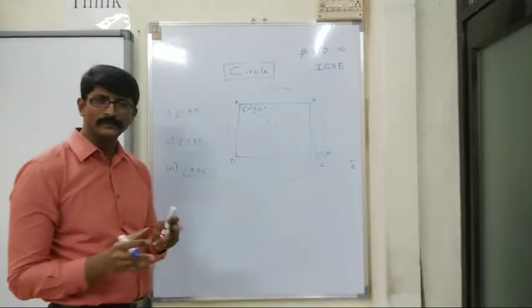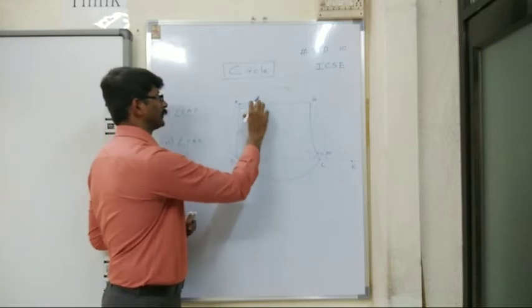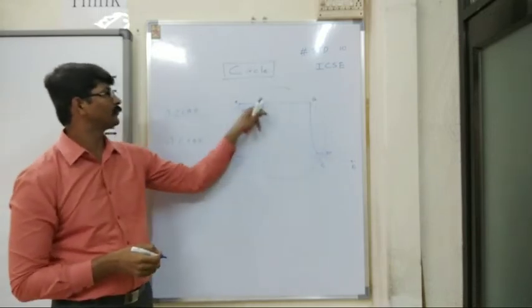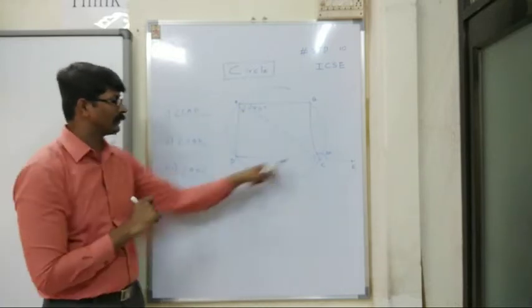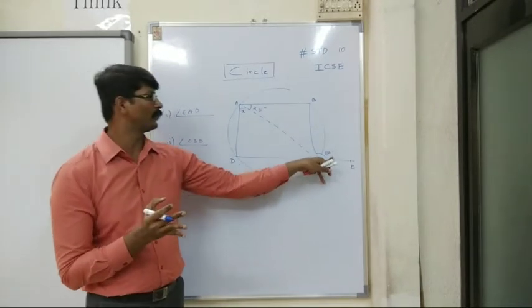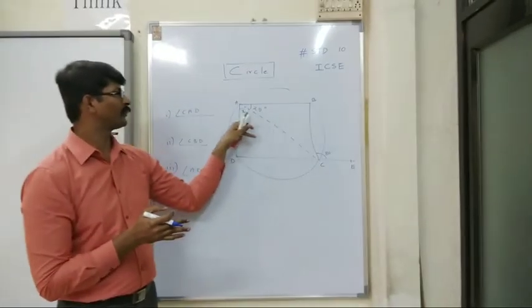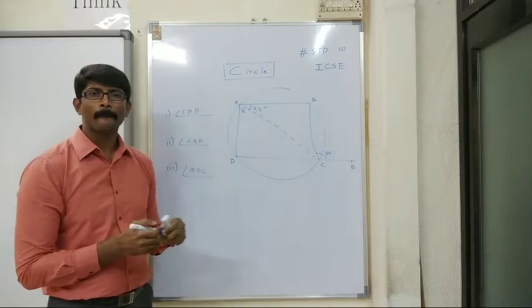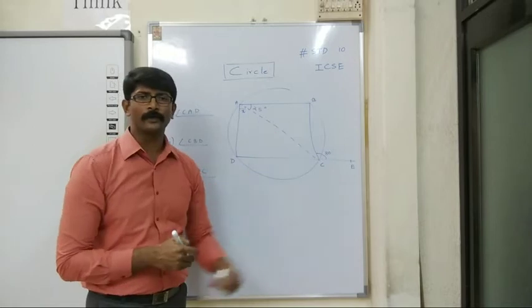It's really simple, student. How are we going to find this x? Let's say this is x. 80 is supposed to be 25 plus x. Why? Exterior angle of the cyclic quadrilateral is always equal to its interior opposite angle. So 25 plus x is 80, so x is equal to 80 minus 25.